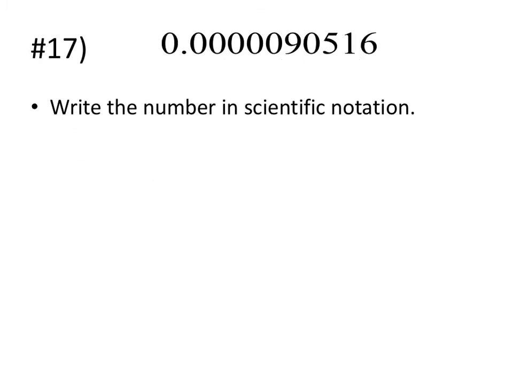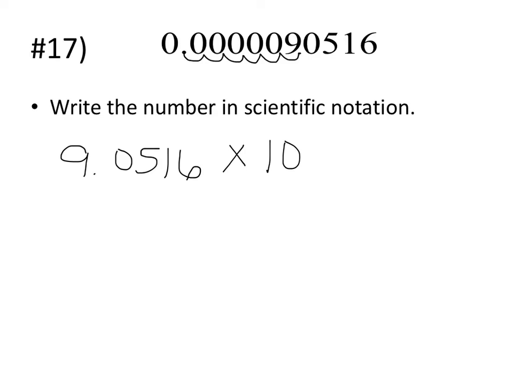Now we're going to the right. So we have 1, 2, 3, 4, 5, 6. 9.0516 is not between 1 and 9, but it's between 1 and 10. So 9.0516 times 10, and how many humpies are there? 1, 2, 3, 4, 5, 6. So it's to the negative 6 power because you went to the right.